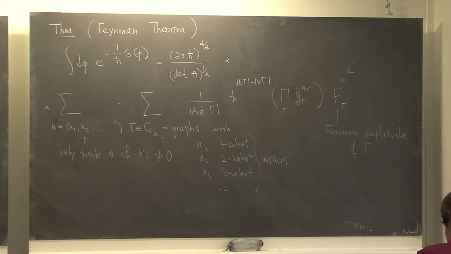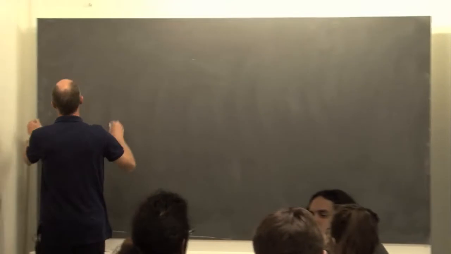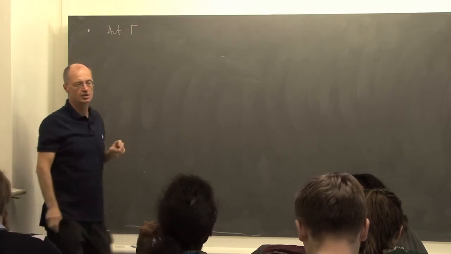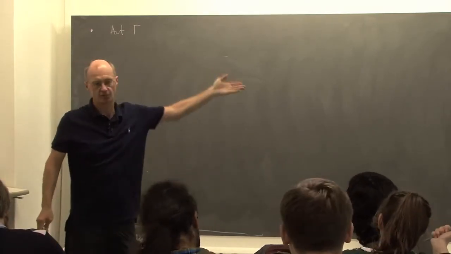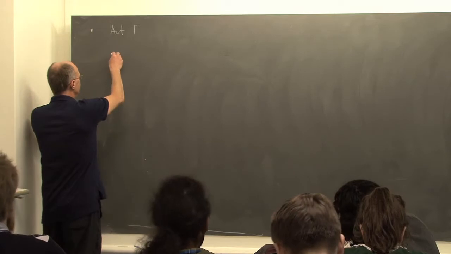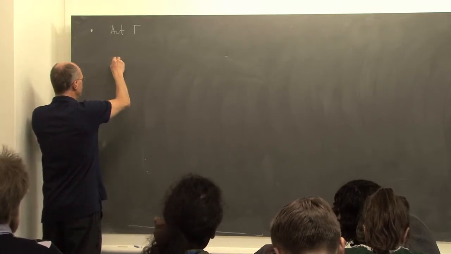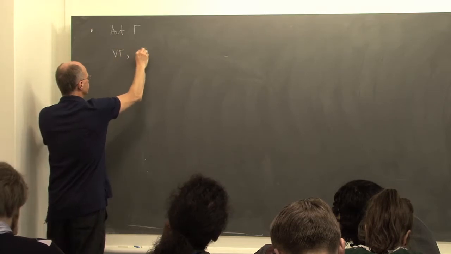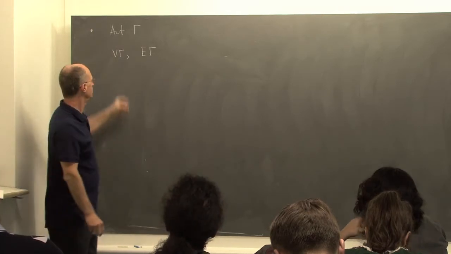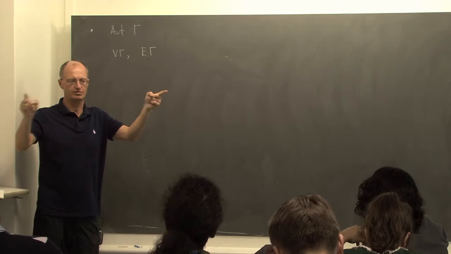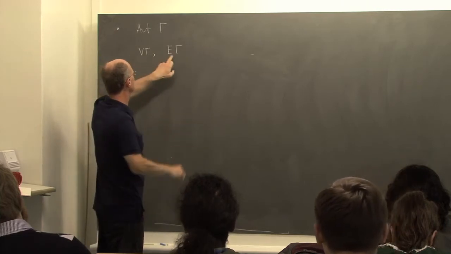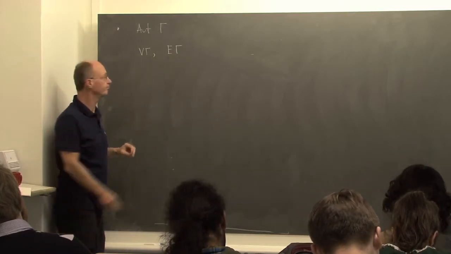So let me start with the automorphisms of gamma. So what is a graph, or Feynman graph? Sometimes people say Feynman graph, but Feynman graphs are just graphs. So what's a graph? We have vertices and edges, so we have two sets. At the moment, our graphs are non-oriented, and to each edge, we assign two vertices, where the endpoints of the edge are. So there is a map from E gamma to V gamma times V gamma.